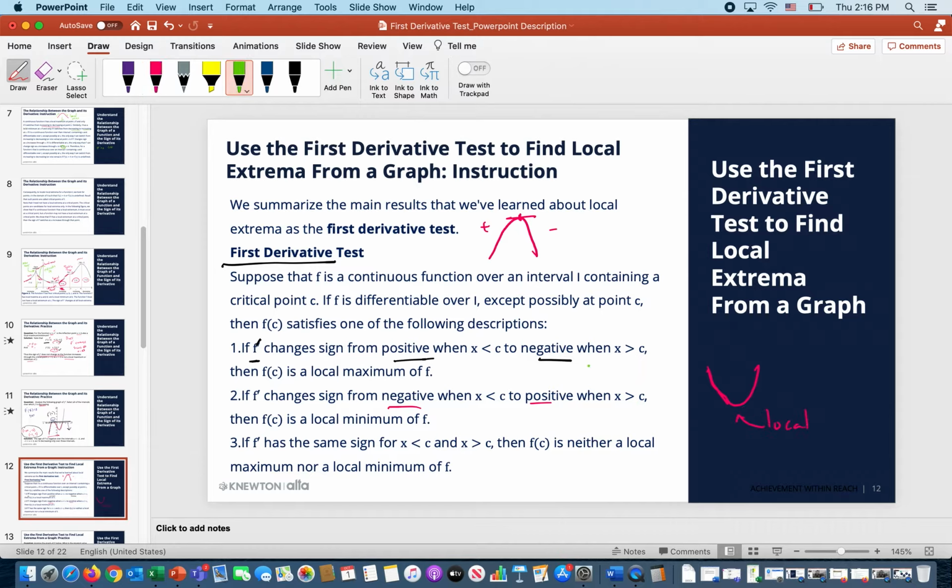But what's more important is that f prime on this side is less than 0 and f prime on this side is greater than 0. If f prime has the same sign, in other words, it doesn't change, then there's neither a local max nor a local min.